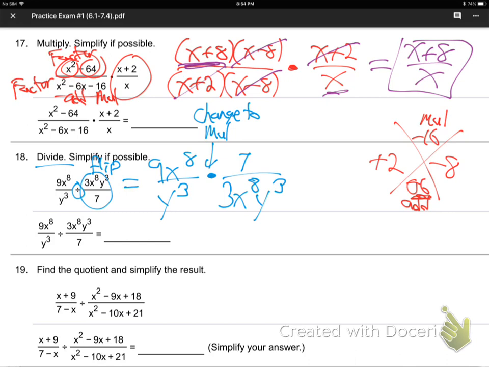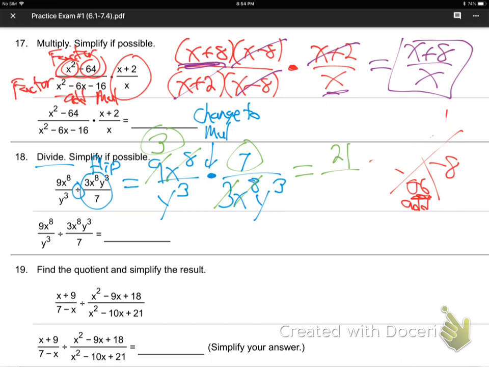Now cancel whatever you can. Notice there's no glue here. There's nothing plus or minus. So I can go 3 into 9 3 times. That's fine. I can go x to the 8th, x to the 8th. That's fine. Now, do these y to the cubes cancel? No, they're both on the bottom. They're going to actually multiply. So what do we have left? 3 times 7 is 21 on the top.